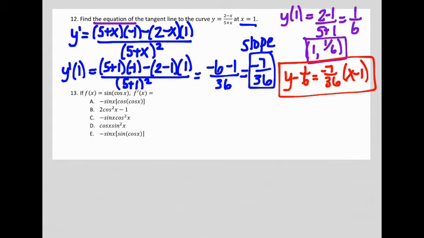Take a second, press sine on your calculator. Notice it comes up with an open parentheses. It's asking you of what? Sine by itself doesn't mean anything. So this is a chain rule, sine of cosine.